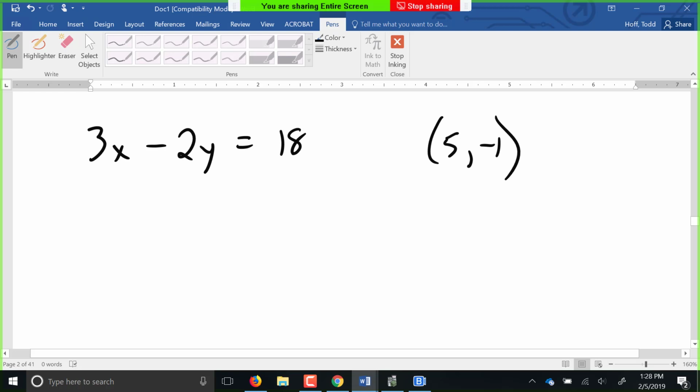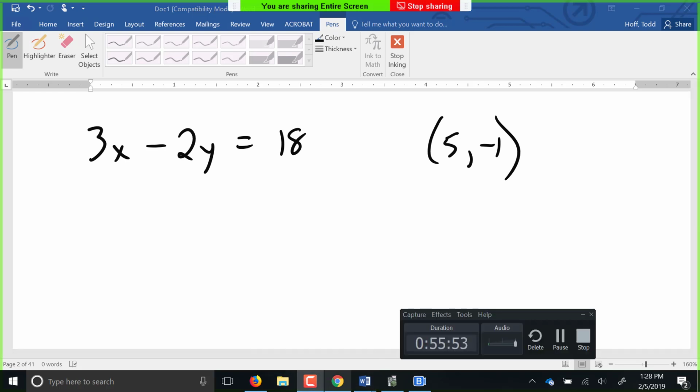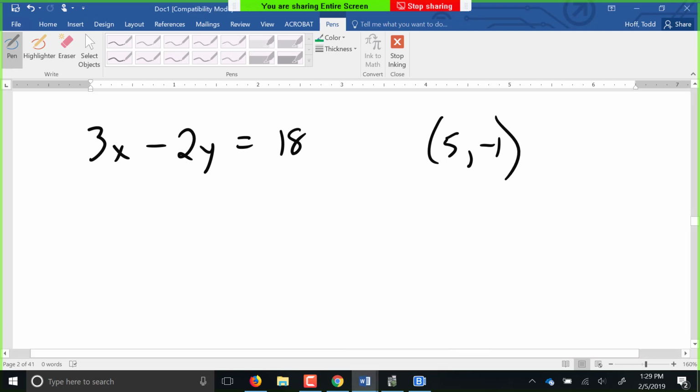Test that one to see if that's a solution to that equation. I'll give you 30 seconds or so in your notes. So we put negative 1 in for x, so 3 times negative 1, minus 2 times 5. Oops, you're right. I did it backwards. Thank you. 5 in for x, negative 1 for y. Good catch.